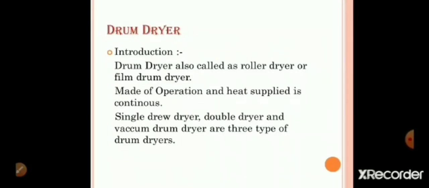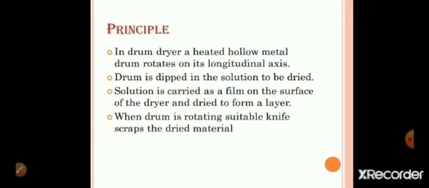Let's see the principle. In drum dryer, a heated hollow metal drum rotates on its longitudinal axis. The drum is dipped in the solution to be dried. The part of the drum dipped into the solution is the part which is fed into the drum.